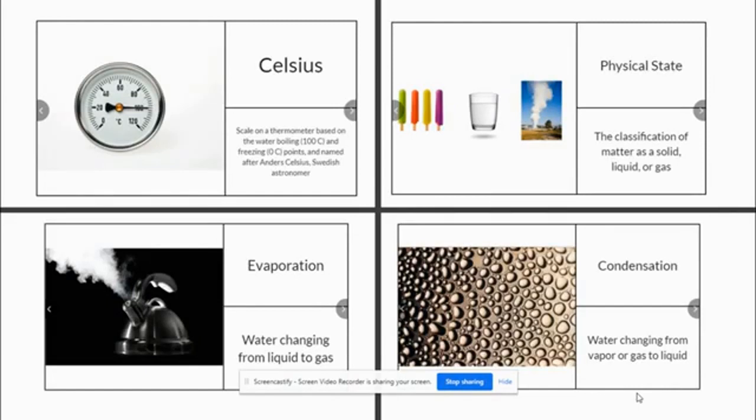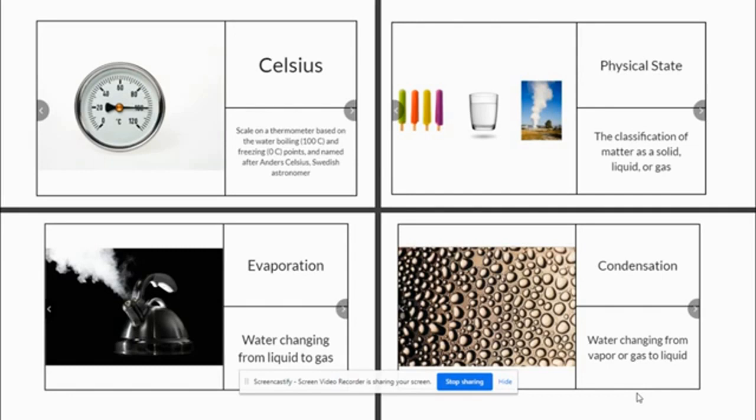Celsius is the scale on a thermometer based on the water boiling point of 100 degrees Celsius and freezing at 0 degrees Celsius. It is named after Anders Celsius, a Swedish astronomer. Now there is another scale that we are more familiar with here in the United States, and that's called the Fahrenheit scale.